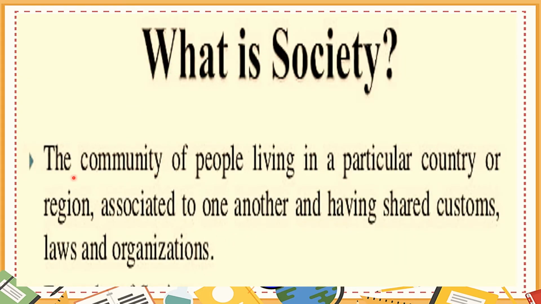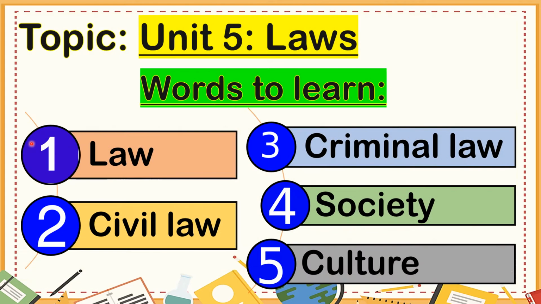Now let's proceed to the fourth word, which is society. What is society? The community of people living in a particular country or region, associated to one another and having shared customs, laws, and organization. So class, when you say society, it is actually a community or group of people that has the same norms and cultures. It can also be language, arts, and also the holidays, festivals, and celebrations that they celebrate.